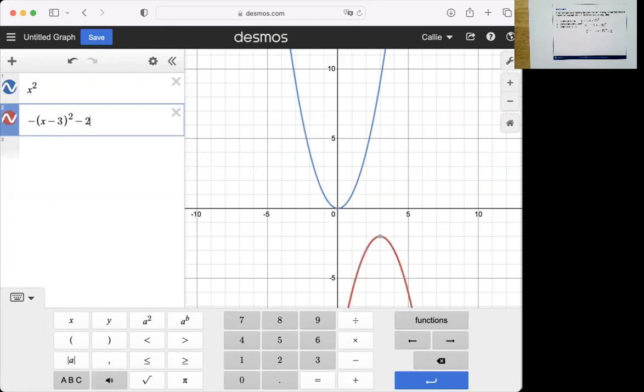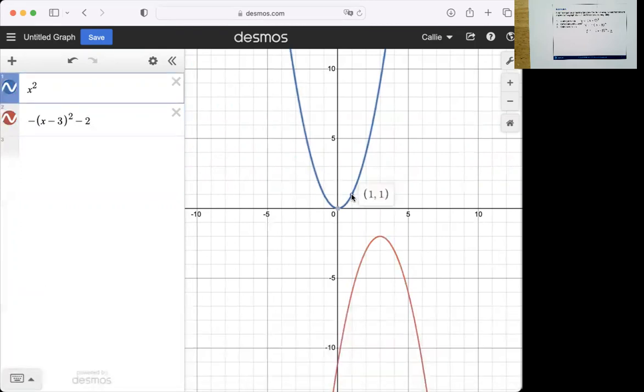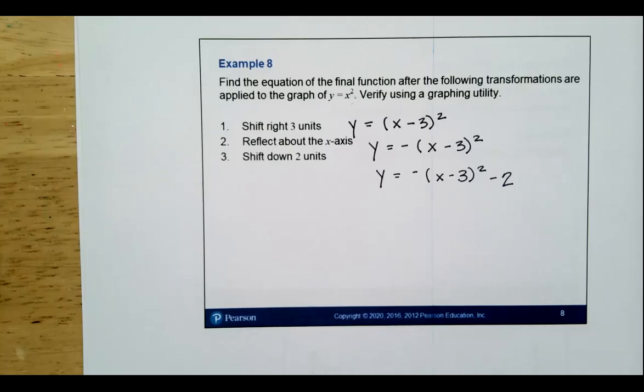Is it shifted right 3 units? Yes, that point that was on the origin is now 3 units to the right. Is it reflected across the x-axis? Yes, the point 1, 1 became the point negative 1, 1, kind of, right? And then did it shift down 2 units? So from 0, 0, did we go down, 1, 2? Yes, we went down 2 units. So that looks correct.